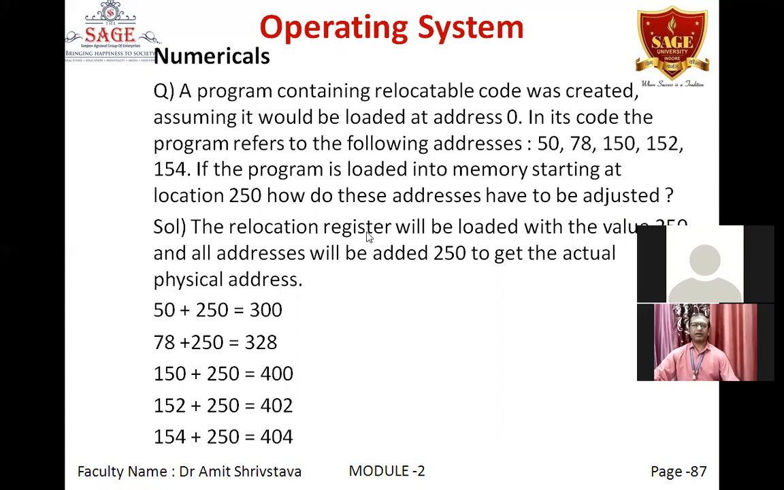So we will be making use of the relocation register, which will be loaded with the value 250, and all the addresses will have this 250 added to get the actual physical address. So if the logical address is 50, then simply add this 250 and we'll get the physical address of 300. If the logical address is 78, then simply add 250 to 78 and we'll get 328, which is a physical address.